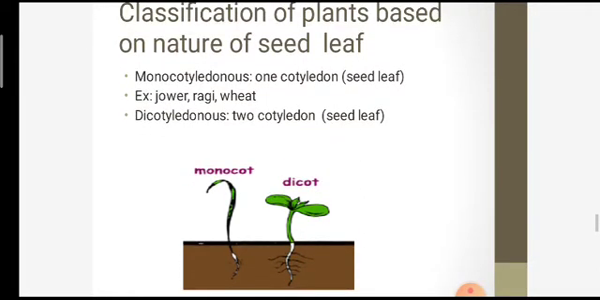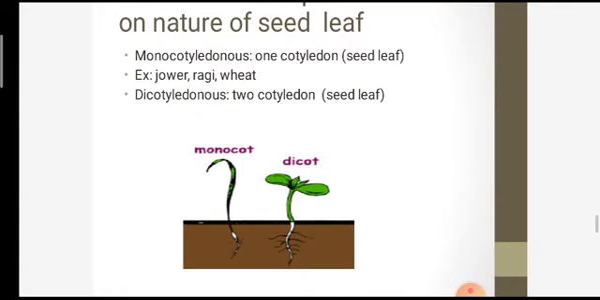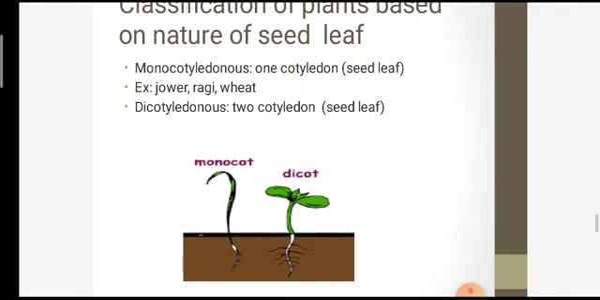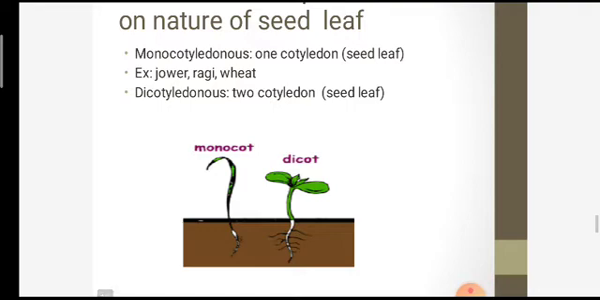Examples of monocot are jowar, ragi, wheat. They produce only a single leaf, then it grows into a large plant. From the seed which is grown, only one leaf will be produced. This is called monocot.